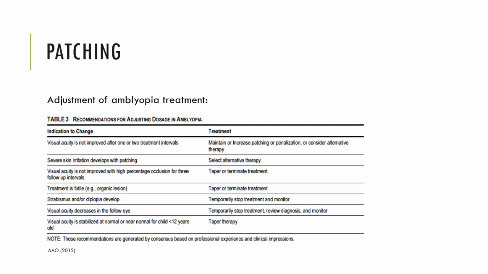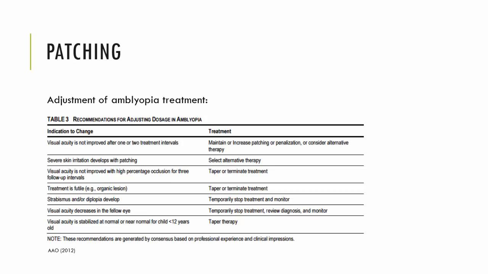Now, when you're prescribing patching, you're going to have to be flexible in adjusting your treatment. And here is a list of reasons why you might adjust the treatment. So for instance, if we take a look at the first comment there, visual acuity is not improved after 1 or 2 treatment intervals. What we mean by 1 or 2 treatment intervals is that you've seen them in 2 months and it hasn't improved, or you've seen another 2 months, so twice within 4 months, and again there's been no improvement. So at this point you need to consider an alternative.